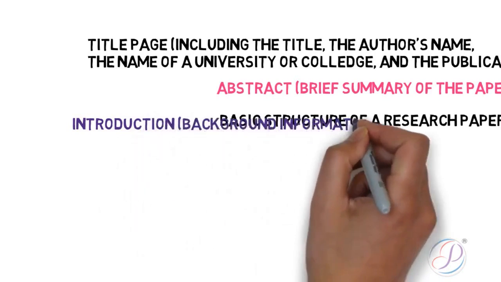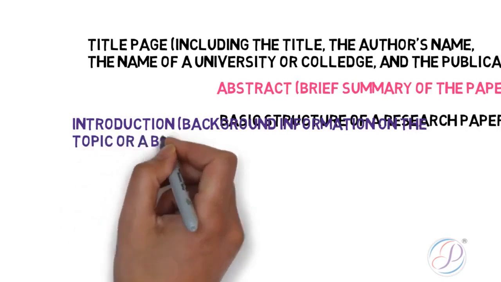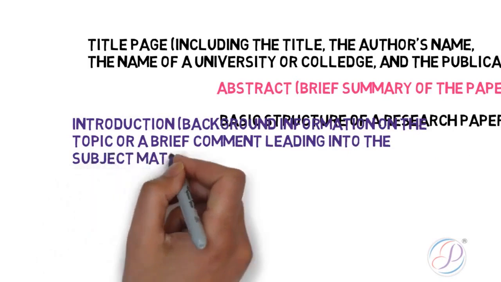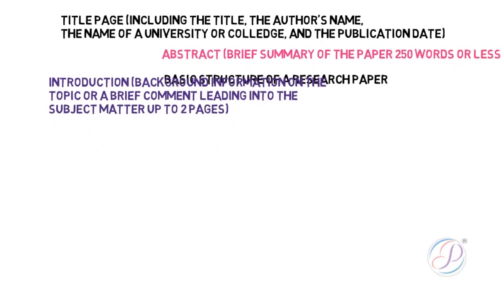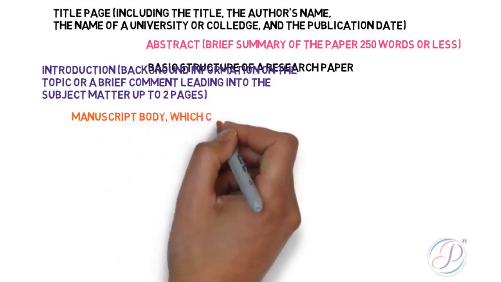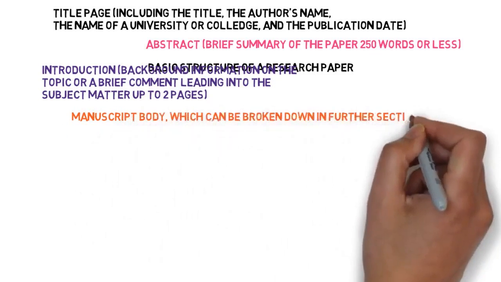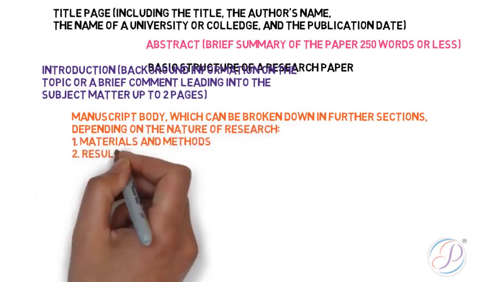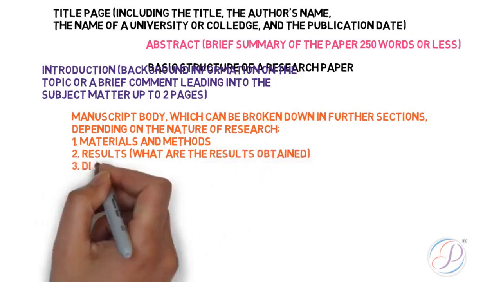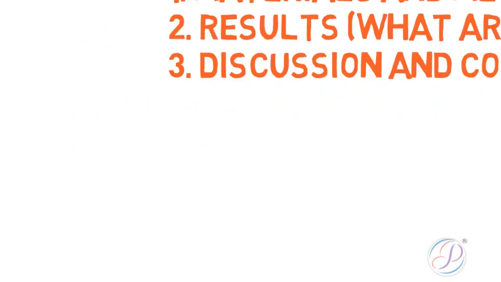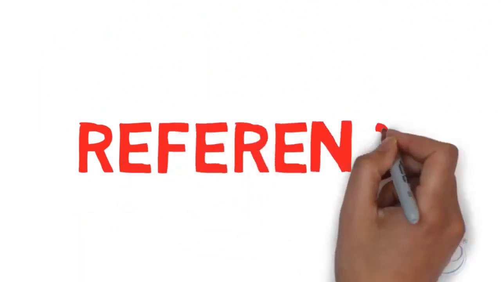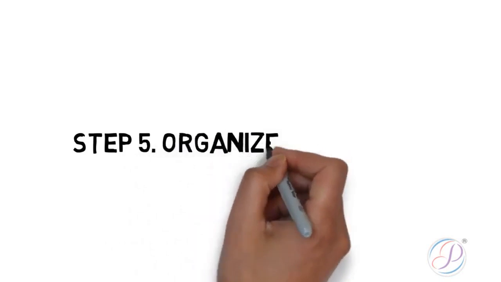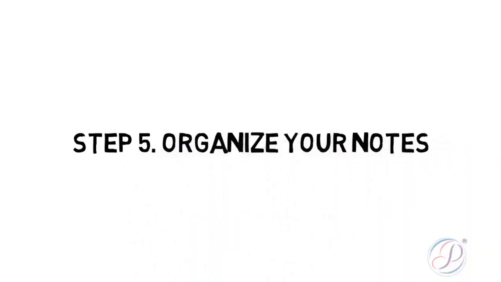This should not be more than 200 words. Introduction, it should be not more than 2 pages. You should write a brief comment leading to the subject matter of your research work. Manuscript body, which can be broken down further into different sections depending on the nature of the work. Material and methods. Results, what are the results to be obtained? Discussion and conclusions. These are some of the things that you have to keep in mind while preparing the structure of your research paper.